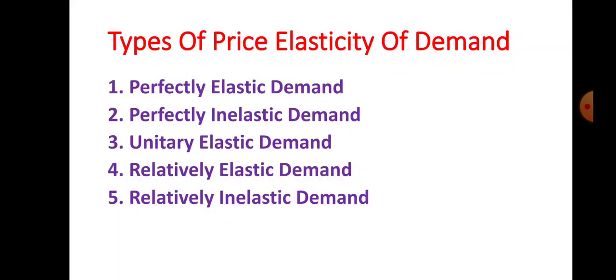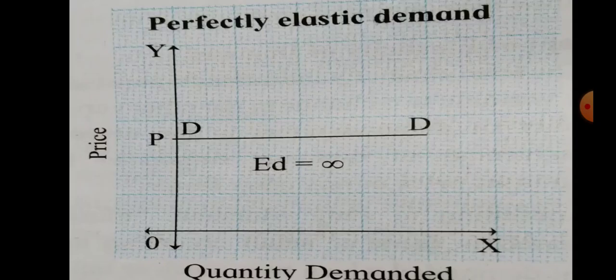Now let us see types of price elasticity of demand. There are 5 types of price elasticity of demand. Number 1, perfectly elastic demand. Number 2, perfectly inelastic demand. Number 3, unitary elastic demand. Number 4, relatively elastic demand. And number 5, relatively inelastic demand. Now let us see these different types of price elasticity of demand one by one.